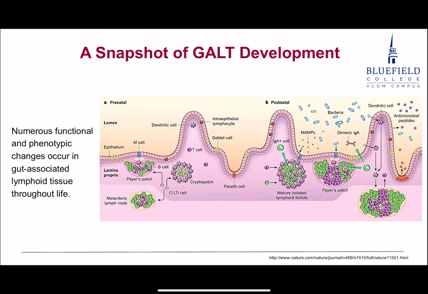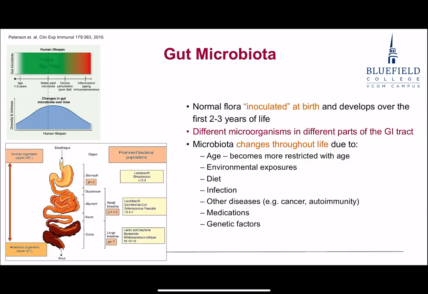Postnatal, once you start eating things, whether it's mom's milk, formula or other things as you age, those foreign products become a trigger for a lot of this developmental process. All right, and then all of the gut microbiome. You're inoculated at birth, but it really takes about 2 to 3 years for that to fully develop. And it changes throughout life, it changes throughout people, due to a number of different factors that you can read there.